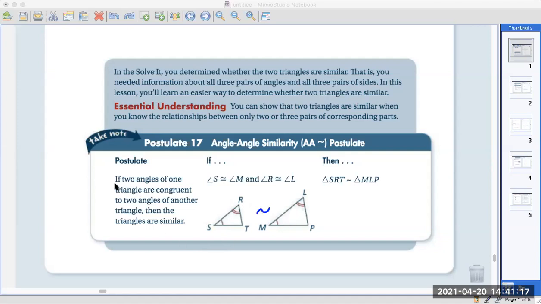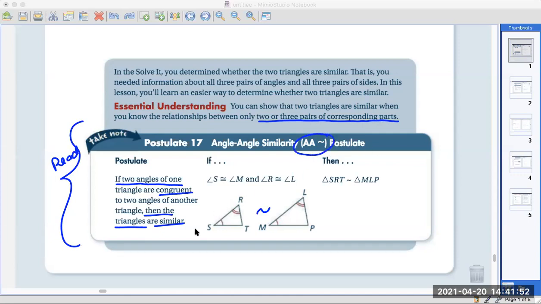Okay, let's read that. If two angles of one triangle are congruent to the two angles of another triangle, then the triangles are similar. You can show that two triangles are similar when you know the relationships between only two of three pairs of corresponding parts. Remember, corresponding means in the same location. So we're going to make sure we look at that. This is the AA similarity postulate. Okay, so that's the first one.